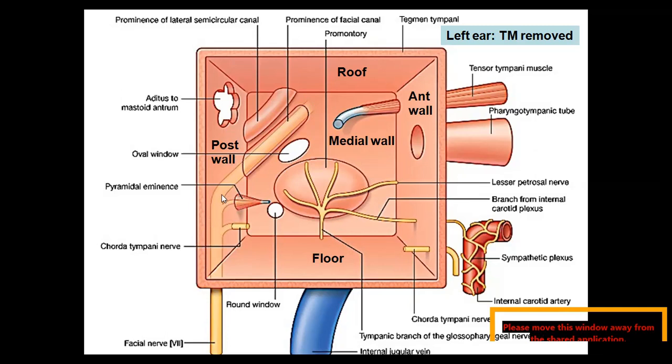So the posterior wall is formed by which bone? I said mastoid process, where we have mastoid air cells. In the posterior wall, there is a communication called the aditus to the mastoid antrum. It means this is an entry point to the mastoid process because mastoid air cells are there. Wherever air is there, the middle ear is also a cavity, and there also you will have air. So to equalize the pressure of air inside the middle ear and the mastoid air cells, there is a passage in the posterior wall called the aditus to the mastoid antrum.